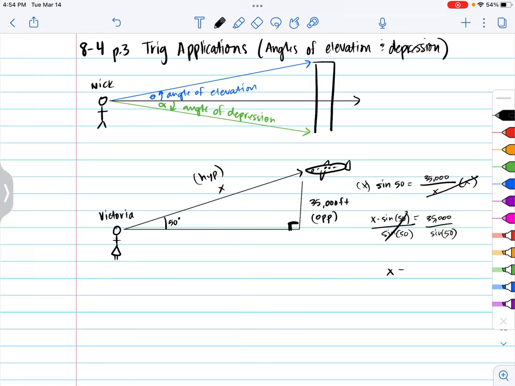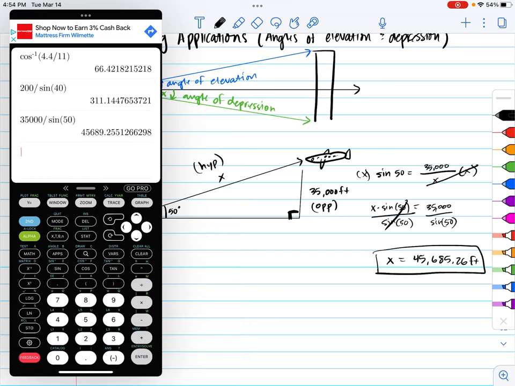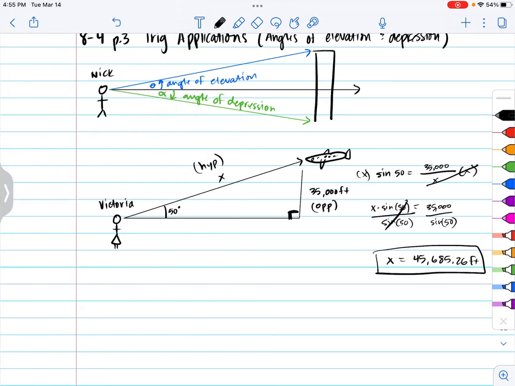Sine 50 on the left side cancel out, so we should get x is equal to, and let's do a little bit of math. So we need to do 35,000 divided by sine of 50 degrees, and we should get 445,689.26 feet. Okay, so that's how far Victoria would be from the plane. Now, obviously, this is an exact moment because the plane will be traveling, and that changes, but we could determine that based off of an angle of elevation.